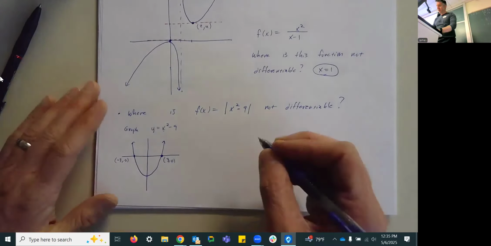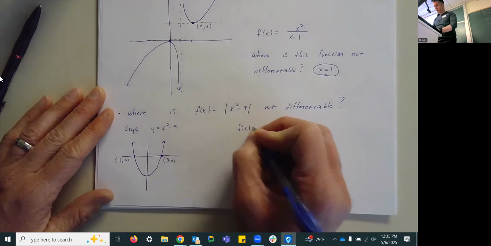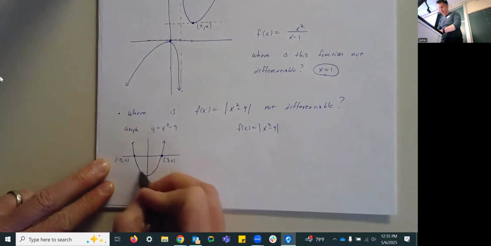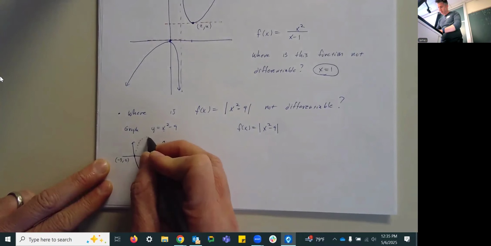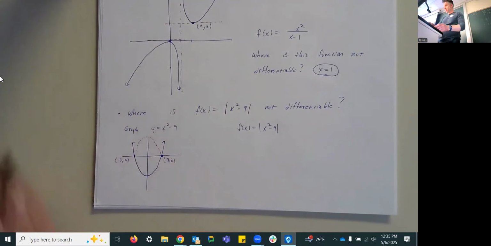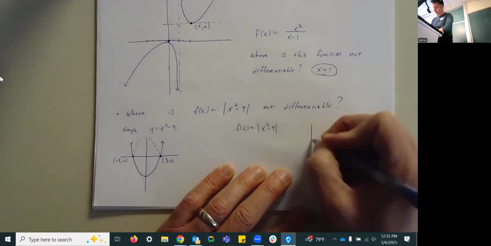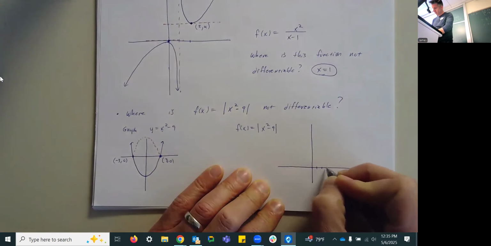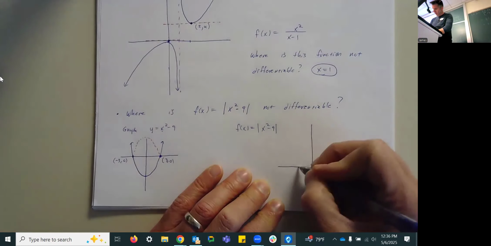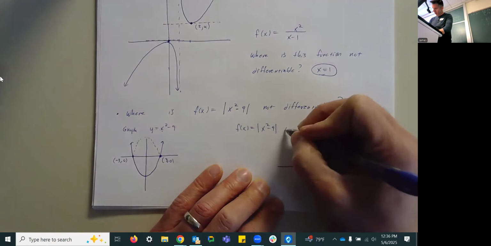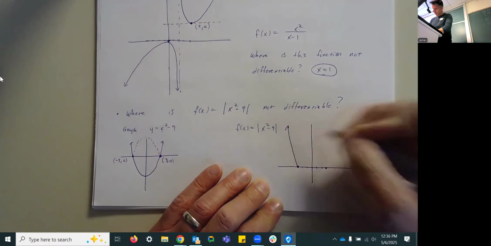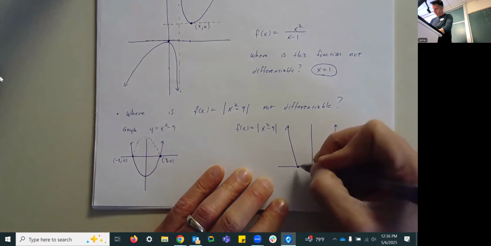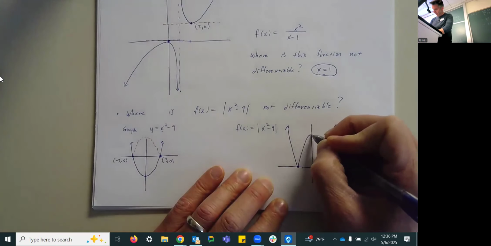So here's what the graph that we actually want is going to look like. F of x equal to the absolute value of x squared minus 9. All of this part down here is going to flip over like that. So it's going to look like the following. It's kind of the parabola shape we had before, coming down like that, and going back up like that. But then the middle part, which would have been down here, flips over, and now it's up here like that.